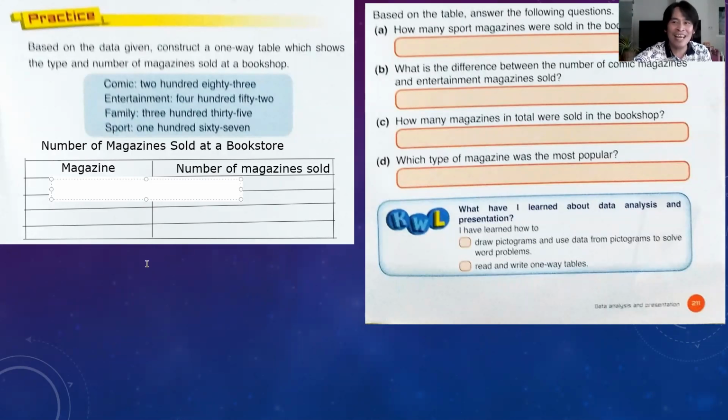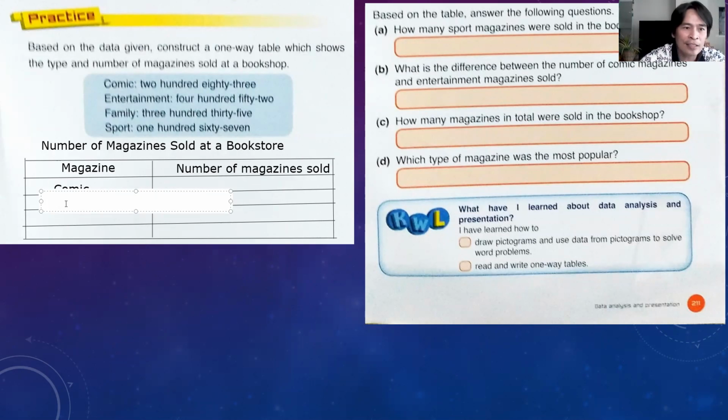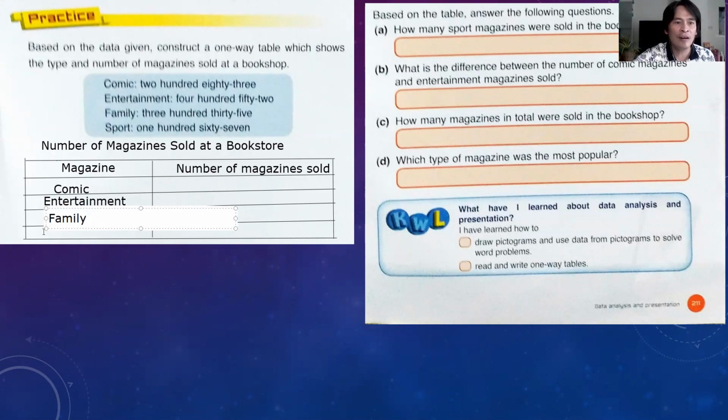So let's go back to our lesson. Okay. So the first kind of magazine is comic, C-O-M-I-C. The second one is entertainment. You know, comic books are like superheroes, Superman, Iron Man, Batman. While entertainment is about your favorite superstars. Next is family, about gardening or about family. Okay, about party, about family. And then the last is sport.